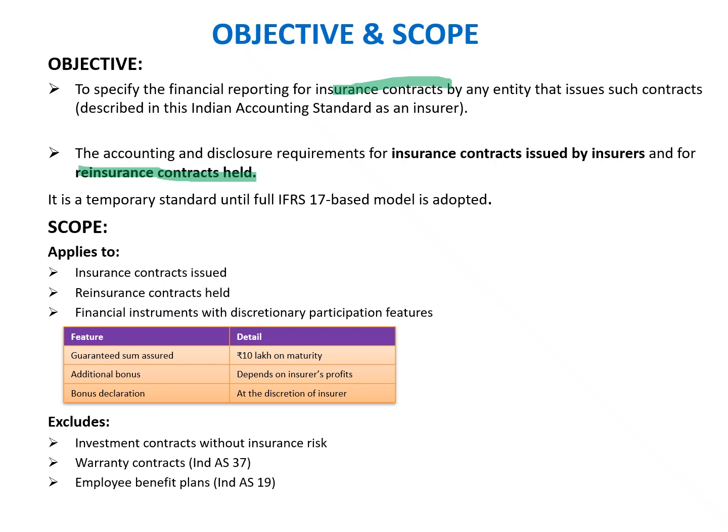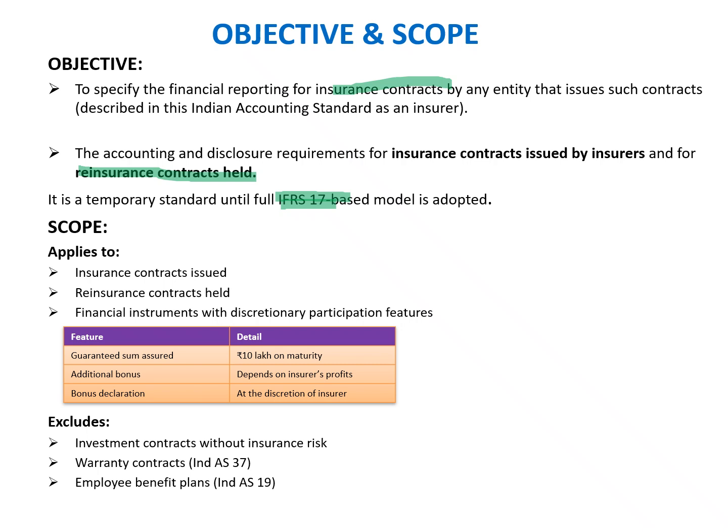Main important point here that we need to understand is it is a temporary standard until full IFRS 17 is adopted. So as of now, IFRS 17 has not been adopted. So once that is adopted, this Ind AS will become redundant and would be overtaken by IFRS 17, in which case it is Ind AS 117.